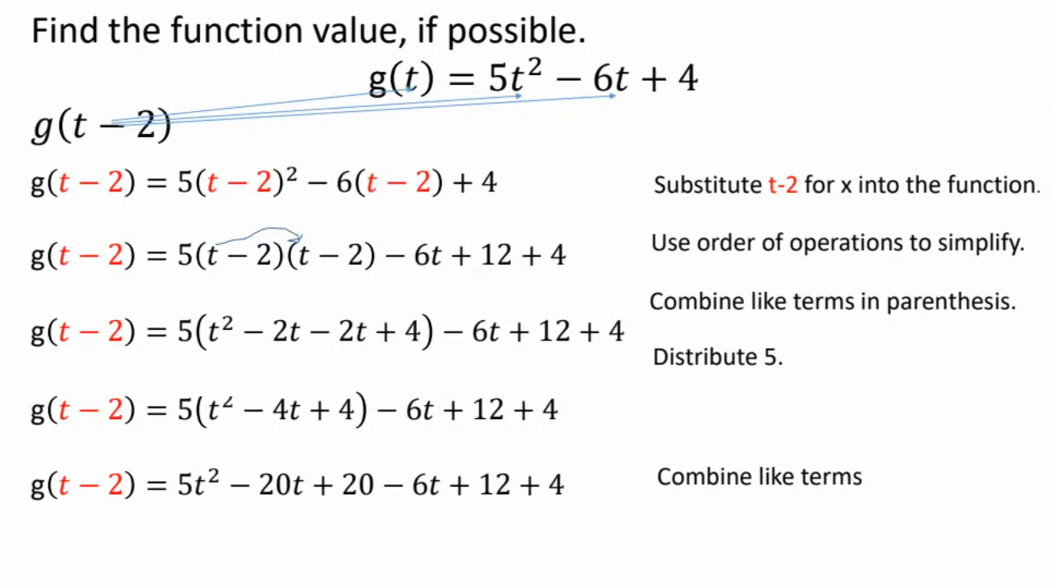And now we combine like terms. Let's see here, 5t squared, right? There's no other 5t squared, so we'll just bring it down. We have negative 20t minus 6t will give us a negative 26t. We have 20, positive 12, and positive 4. 20 plus 12 will give us 32. 32 plus 4 will give us 36. So this is the function evaluated at t minus 2, which will give us 5t squared minus 26t plus 36.